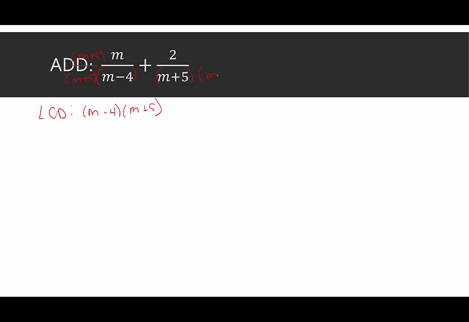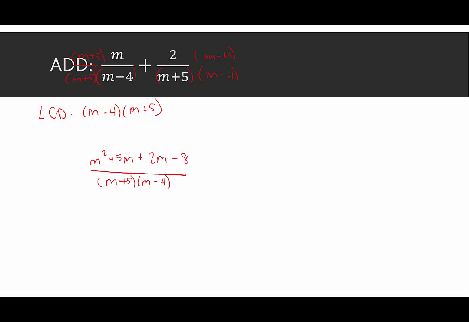Over here, we're missing a factor of m minus 4, so we're going to multiply that to the numerator and the denominator. Now we're going to distribute in the numerators, but we're going to leave that denominator. And now that we have the same denominator, we can just write one giant fraction with that common denominator. So we're going to say m plus 5 times m minus 4. In the order in which you write those, it does not matter. Okay, so then m plus 5 times m would be m squared plus 5m. Then we have that plus sign, so that's good, plus, and that would give us 2m minus 8.